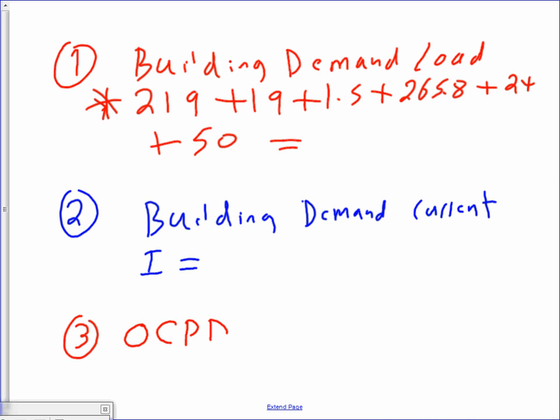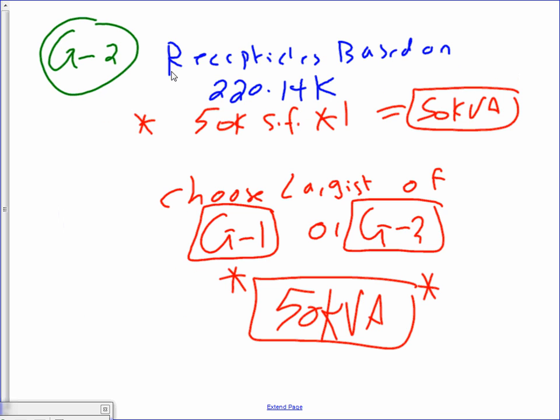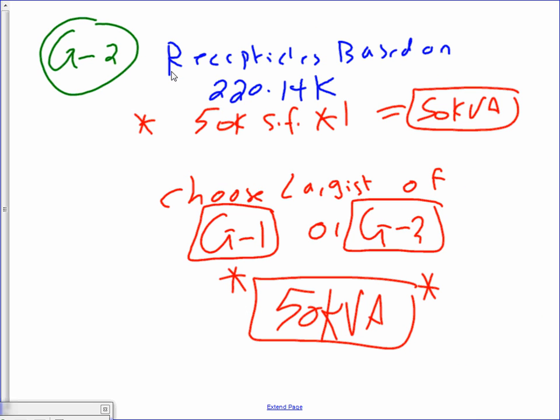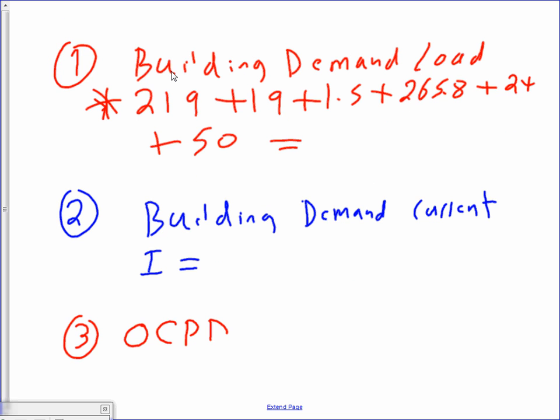The demand, we already demanded it. That one, that step, that one, 29. You compare it with the 50, and you choose the largest. You're absolutely right. You compare with the 50 and choose the largest. That's all what we have. So then your total is 579.3 kVA.